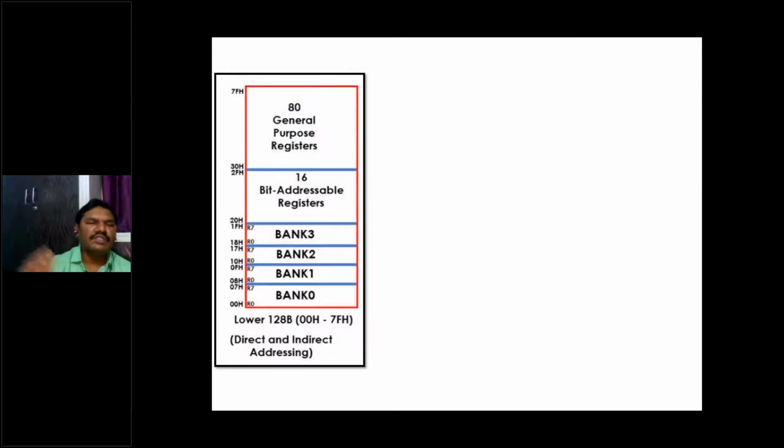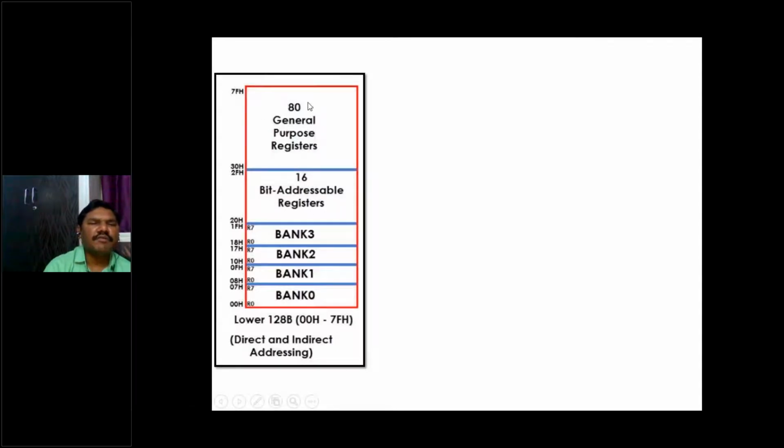When you are subtracting, borrow is generated. When you are dividing, any remainder is generated. They're all bit operations. So when you are performing these bit oriented operations, those bit values can be stored by using these bit addressable registers.